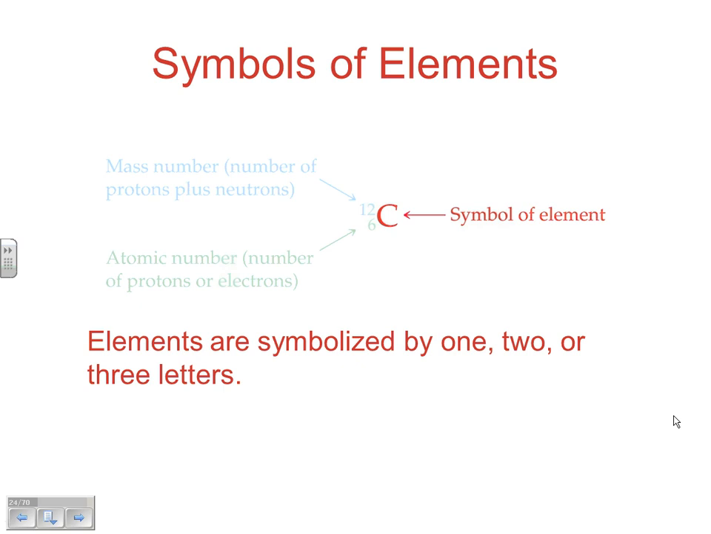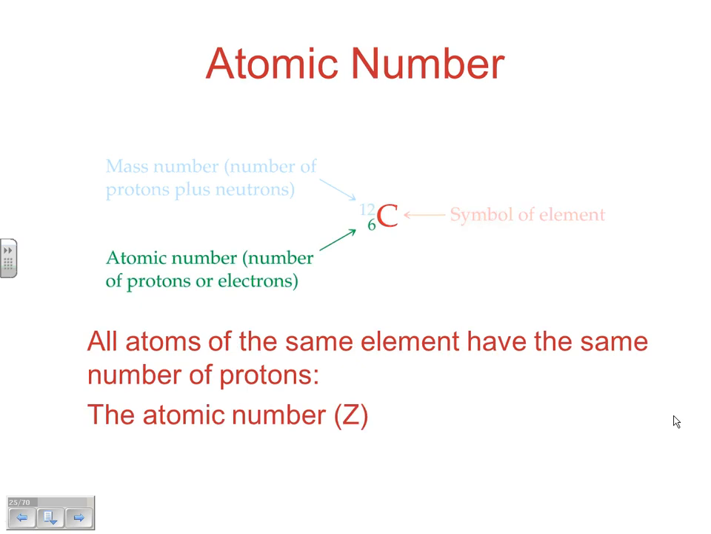Symbols of elements. Elements are symbolized by 1, 2, or 3 letters. Most of them are 2 letters, but there are some very early elements that have a single letter, and some more modern radioactive elements that have been discovered and given 3-letter codes. But they're symbols that are 1, 2, or 3 letters. The first letter is always capitalized. Remaining letters are always lowercase.